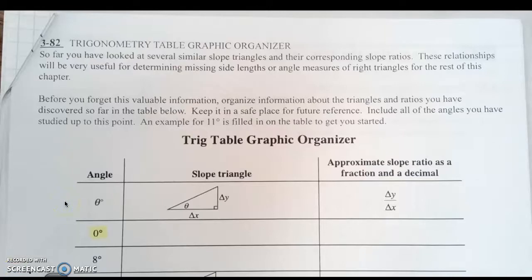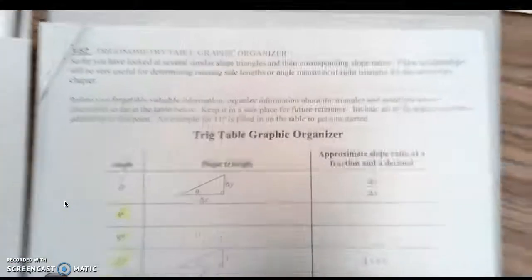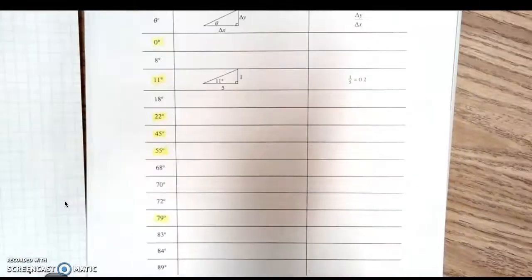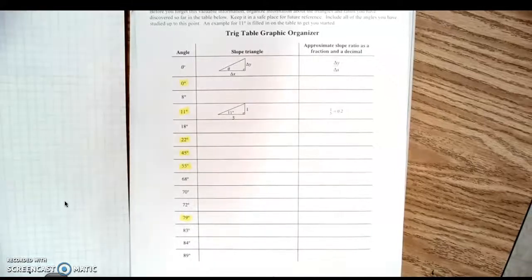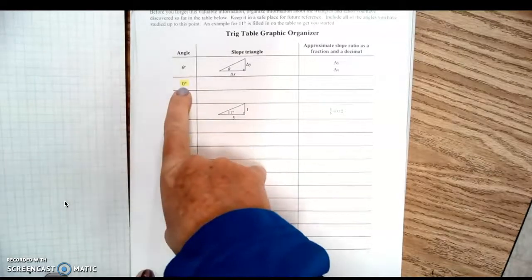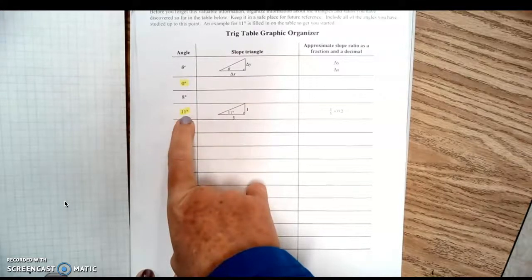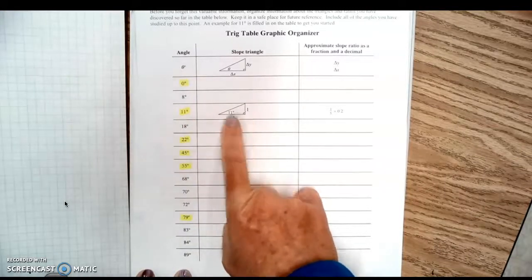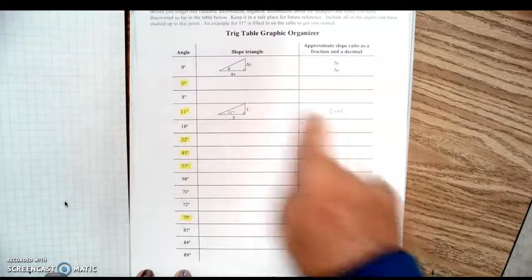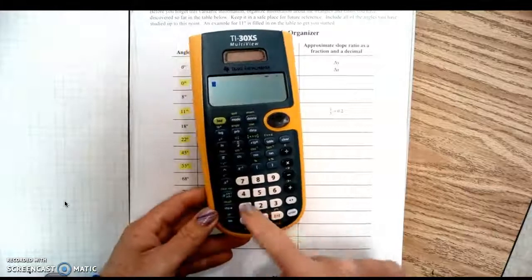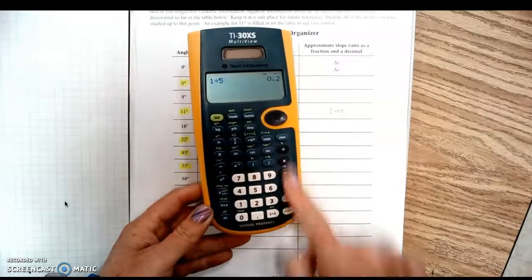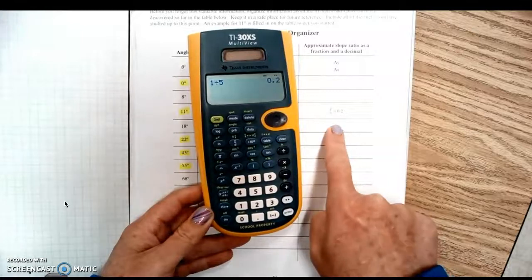Okay? So in your groups of 4, you're going to fill in the ones that are highlighted. So if you have a highlighter, go ahead and highlight them. If you don't have a highlighter, maybe put a star by them. The 11 degrees is done for you, so you can see an example. They did the side ratio of 1 to 5. Then they just divided it on their calculator. So let me show. 1 divided by 5 gets you the 0.2 right there.